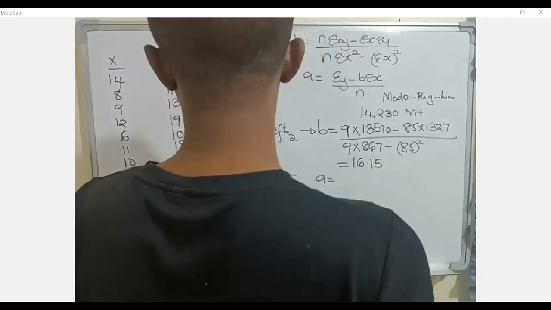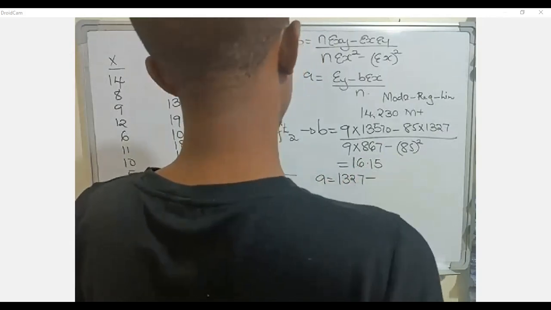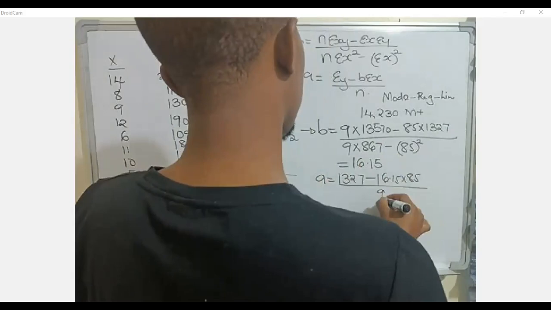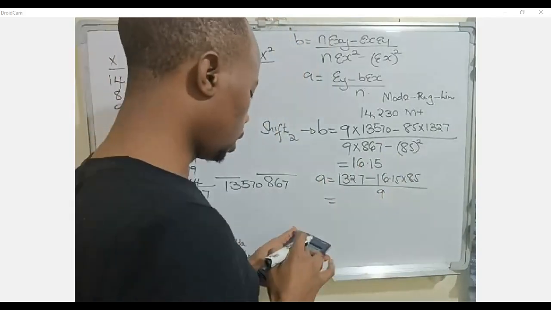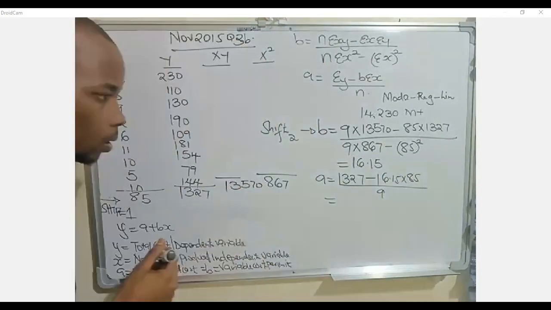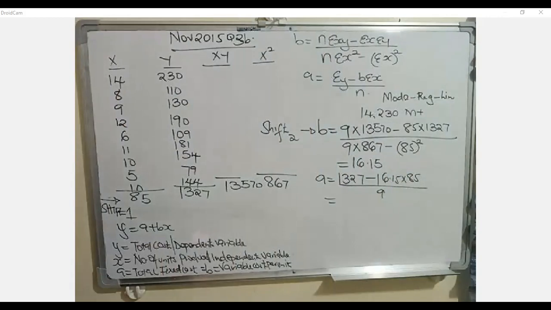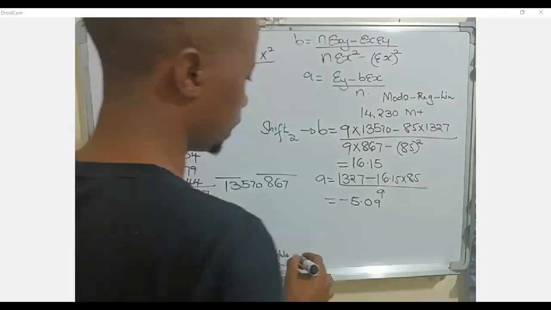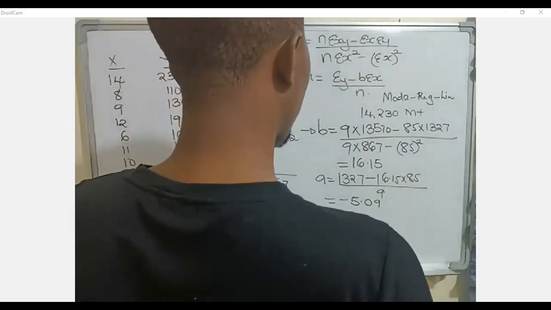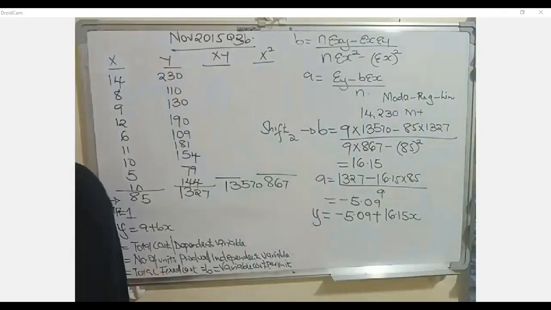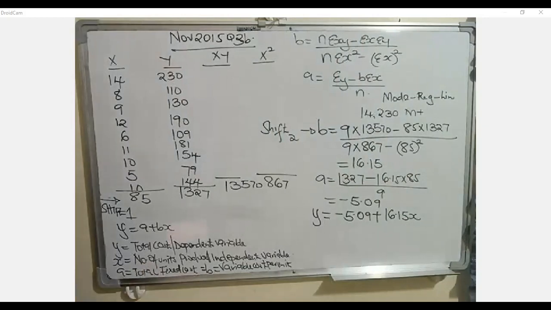Then our A is equal to summation of y, which is 1327, minus our B, which is 16.15, times summation of x, which is 85. We divide by 9. Go again, shift 2, alafu utafute A. How much is your A? Negative 5.09. So to form my equation, I say y is equal to negative 5.09 plus our B, which is 16.15x. Have you understood that point? These are our equations that the organization will be able to use.